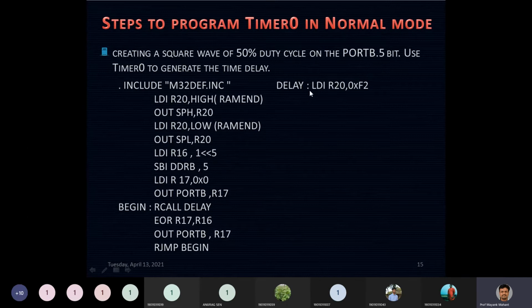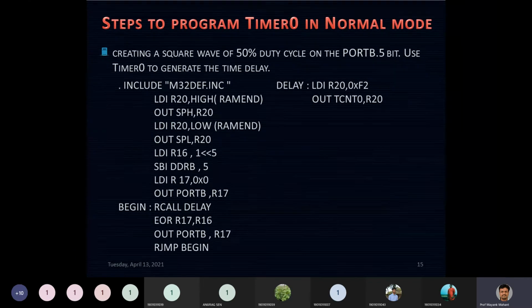In this, the first thing I'm doing is loading the value of R20 as 0xF2. Then I will send this value to my TCNT. We need to load our TCNT with the appropriate value. Here, for convenience, I have used F2. Otherwise, you need to calculate exactly what value must be loaded in TCNT. We will look into that after completing this code.